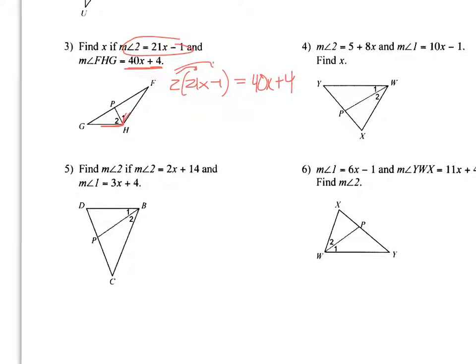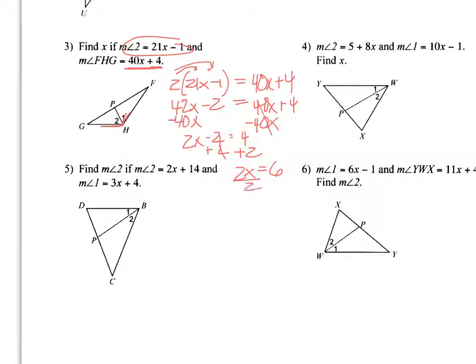So I do my distributive property. That's going to give me 42x minus 2 equals 40x plus 4. I'm going to get my x's on the same side, so I subtract 40x. So I get 2x minus 2 equals 4. Add 2. Then that gives me 2x equals 6. Divide by 2. So x is 3.